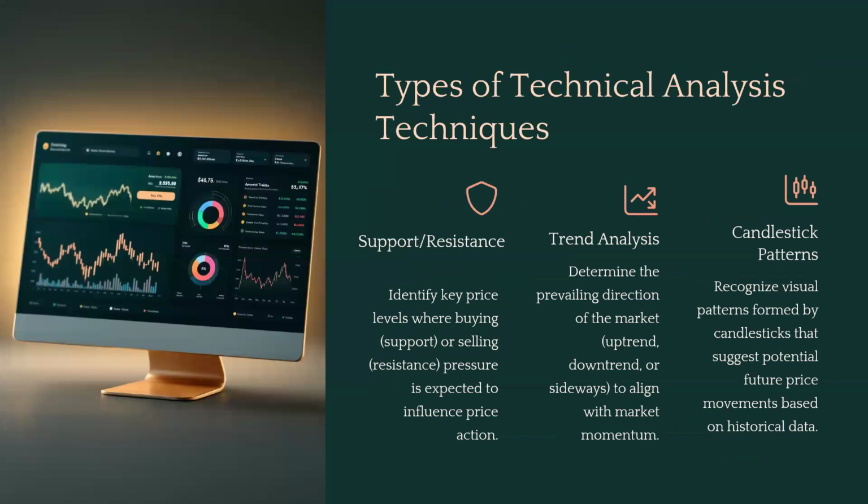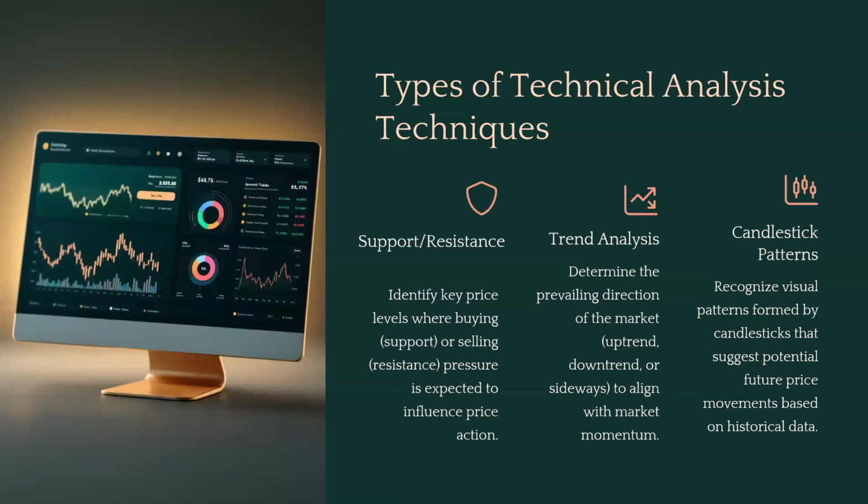There are a few types of technical analysis. We will be touching on some of the analysis like support and resistance, trend analysis, and candlestick patterns. But today we'll be focusing more on support and resistance and trend analysis.